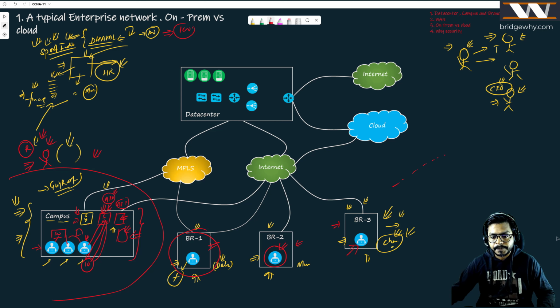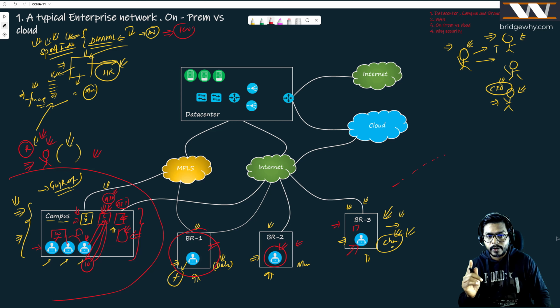Depending on the size, you need to put switches and routers so that people inside these branches can communicate. And you need to take care of one more thing, which is how these branches are going to communicate with each other. That is why you have taken the services of a service provider.